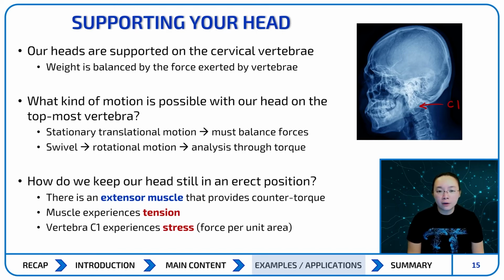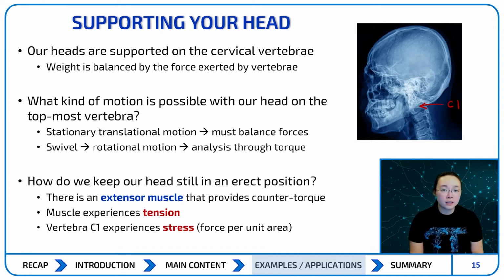So when we're taking a look at static equilibrium with this head, we have to think about what kind of motion is possible and then be able to balance everything out mathematically. So taking a look at this picture, what kind of motion is possible? Number 1, we could have translational motion. We can move our head up and down, all that kind of shifting motion. And we have to balance forces that way.